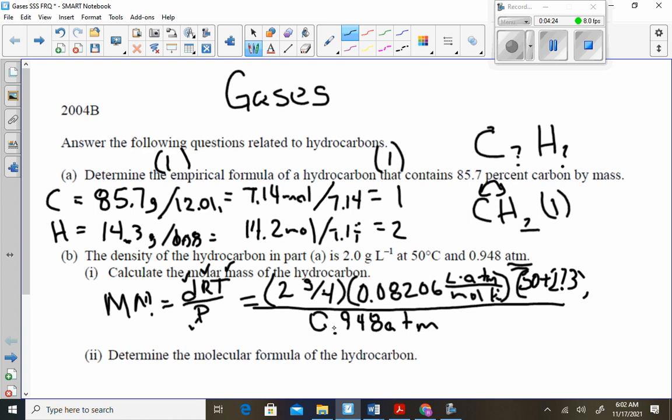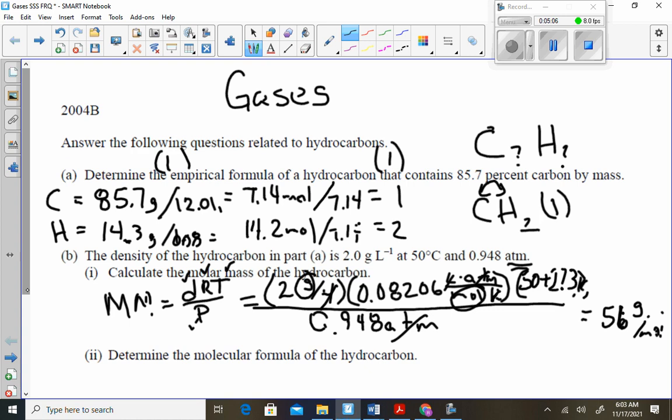Things keep wanting to move around on me. And we get an answer of 56 grams per mole. If we look at our units, our liters cancel, our atmospheres cancel, our temperature, which is in Kelvin, cancels, and we're left with grams and moles as our unit. That is the unit of molar mass. So we have 56 grams per mole.